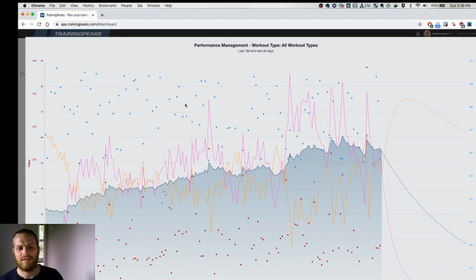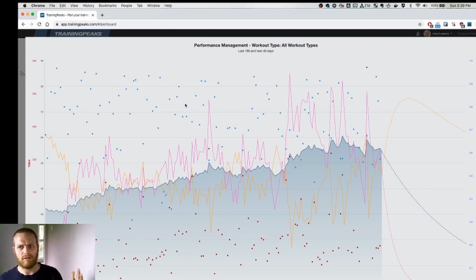So I'll start with intensity factor, because that is used to calculate the TSS. The intensity factor is basically how hard did you go versus how hard you're able to go. So TrainingPeaks will know your threshold heart rate, your threshold pace, and your threshold power if you're doing power. It will know what your maximums and your thresholds are for those, and then it will say what percentage of that did you do, and that will come to an intensity factor.